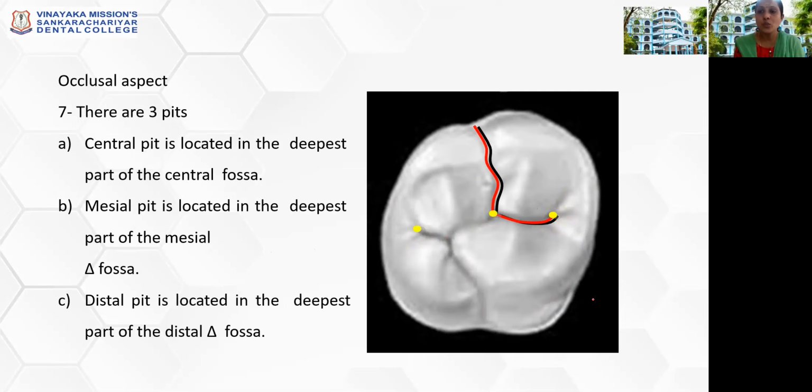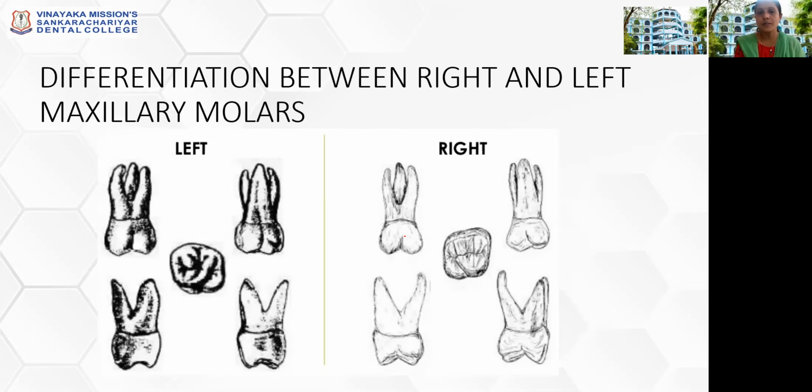Next, we're coming to pits. There are 3 pits in the maxillary first molar. One is the central pit, mesial pit, and distal pit. Central pit is located in the deepest part of the central fossa, and the mesial and the distal pits are located in the deepest part of the mesial and the distal triangular fossas. So there are 3 pits: central and mesial and distal pits.